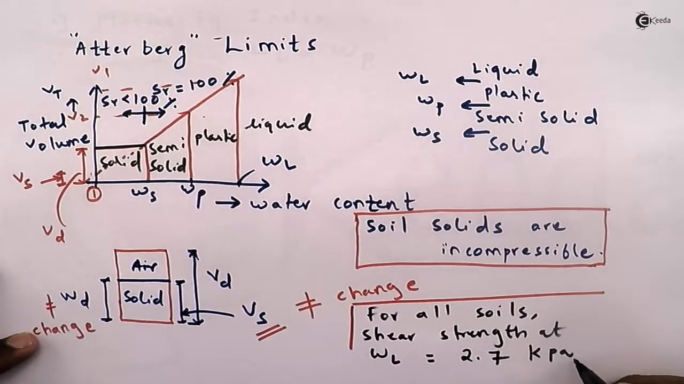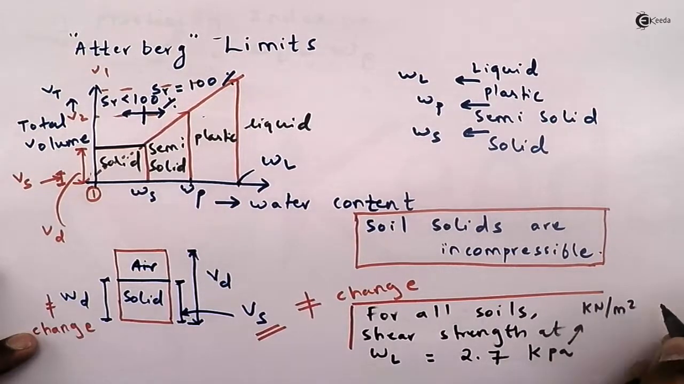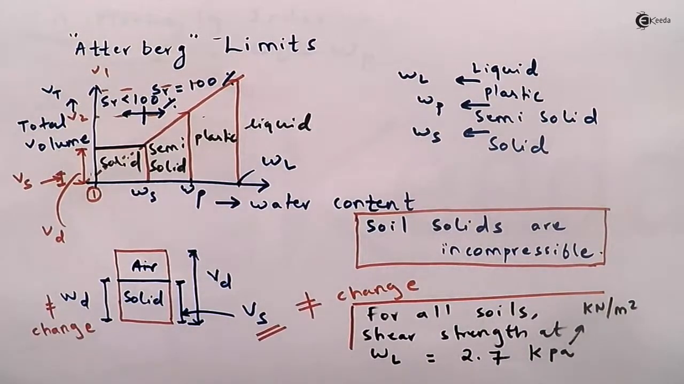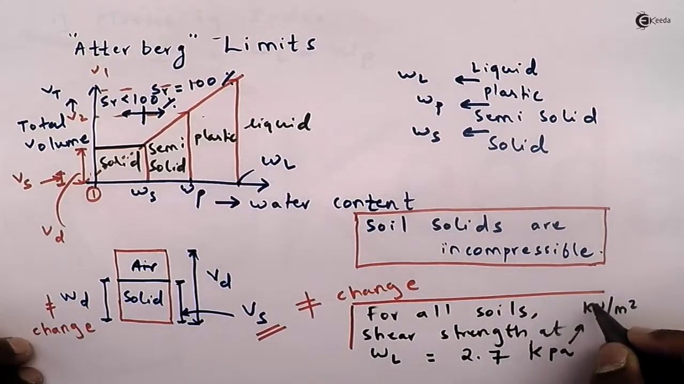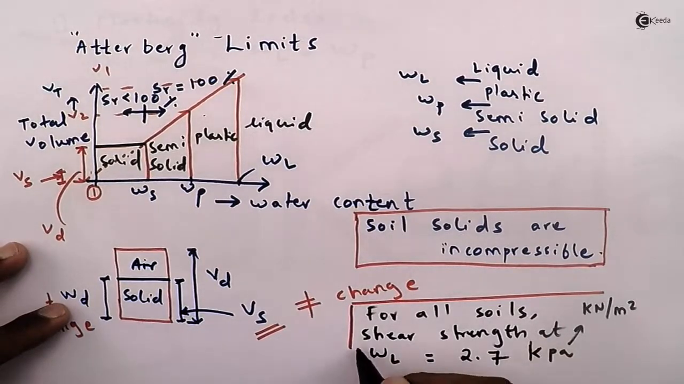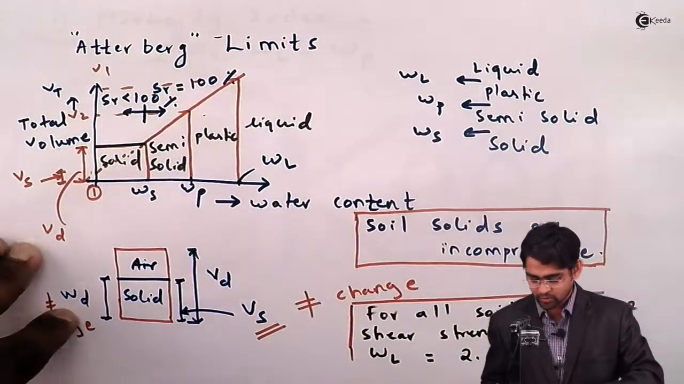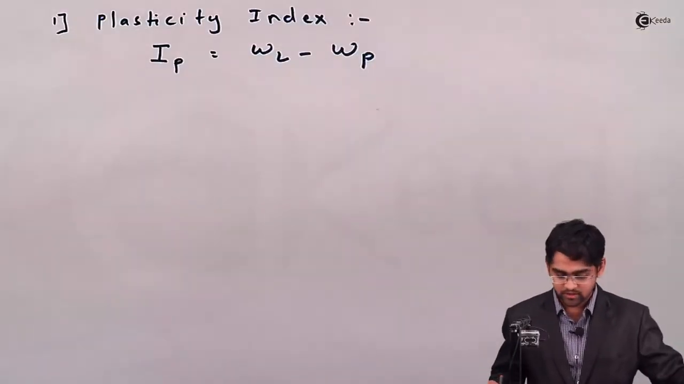kPa means kilopascal, kilonewton per meter square. I hope you know this kPa word. So k here is small, not capital, but here it is capital. For all soils, the shear strength at liquid limit is 2.7 kPa. May be asked in the multiple choice question.